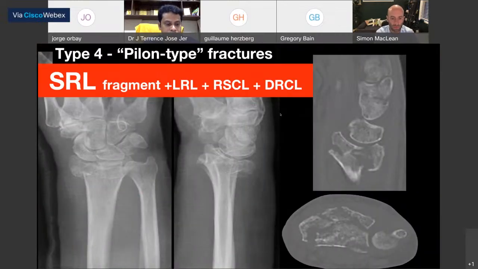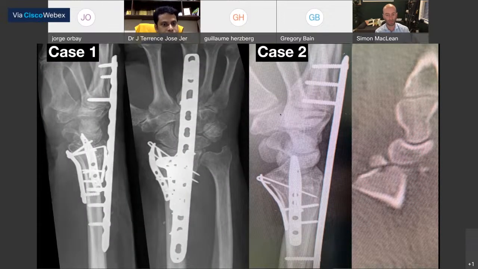The type 4 injury for me is a pilon type fracture. So not only do you have a volar rim fragment, you've also got a dorsal rim fragment, and you may have a styloid fragment. And for me, in this case, this is where bridge plating becomes incredibly useful, because what you want to do is hold these very small rim fragments, but you want to neutralize and protect your fixation. So I use just a standard metaphyseal plate with the thin end towards the metacarpal.